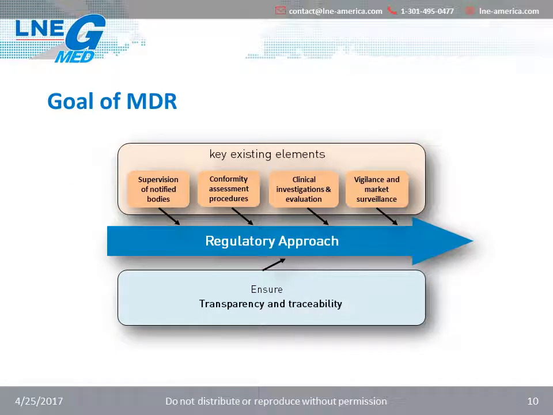The other goal of the MDR. The key elements of the existing regulatory approach, such as the supervision of notified bodies, conformity assessment procedures, clinical investigations and clinical evaluation, vigilance and market surveillance, should be significantly reinforced, whilst provisions ensuring transparency and traceability regarding medical devices should be introduced. This is to improve health and safety.